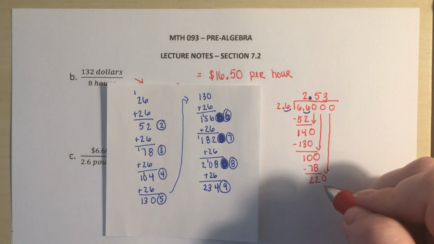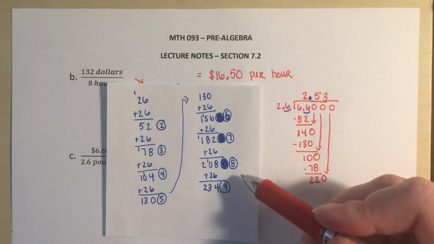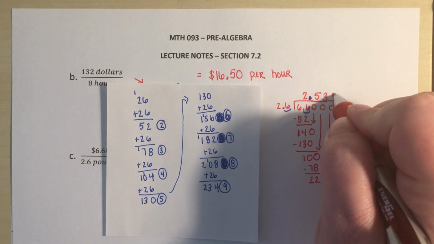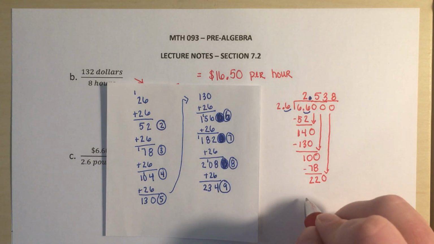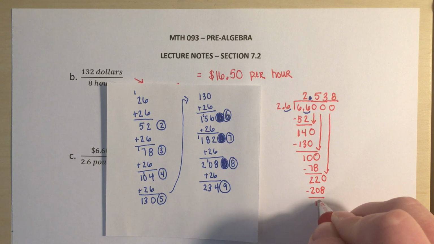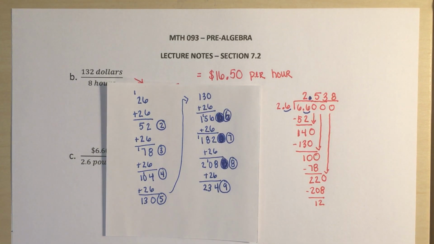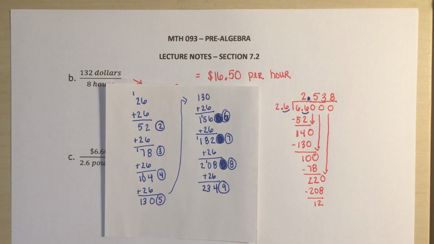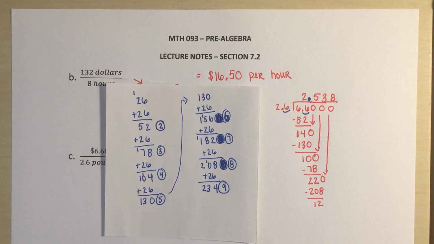Right, 26 goes into 220. Looking at our list, that's going to be 8 times, which gives us 208. We get 12. And this is going to keep going for a while. This isn't going to divide evenly. But when you're working through the problems in MyMathLab, it'll tell you to round to a certain place value.